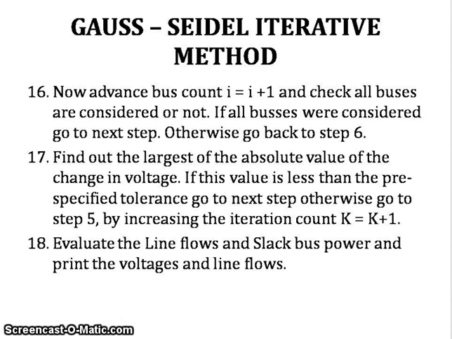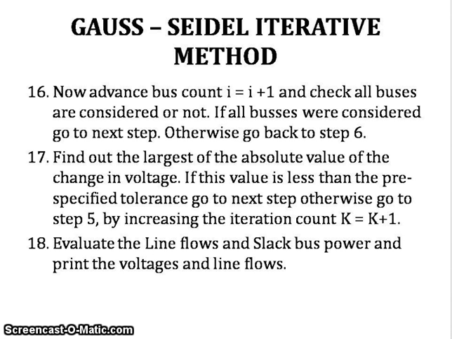Find out the largest absolute value of the change in the voltage. If this value is less than the pre-specified tolerance, go to the next step. Otherwise, go to step number 5 by increasing the iteration count k equal to k plus 1. Evaluate the line flows and slack bus power and print the voltages and the line flows. So this is the Gauss-Seidel iterative method.